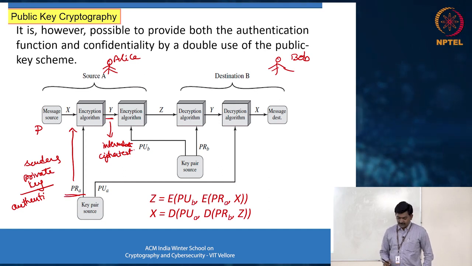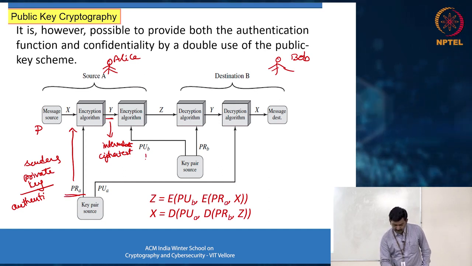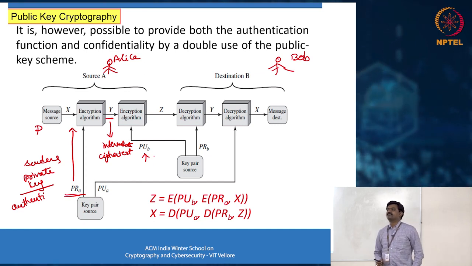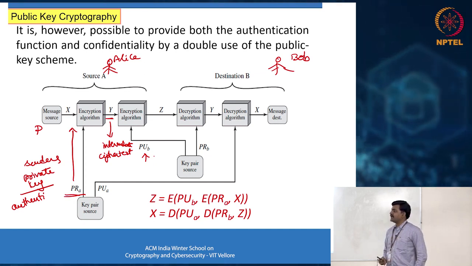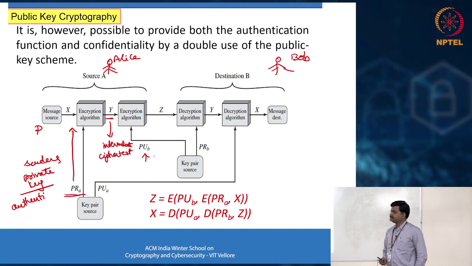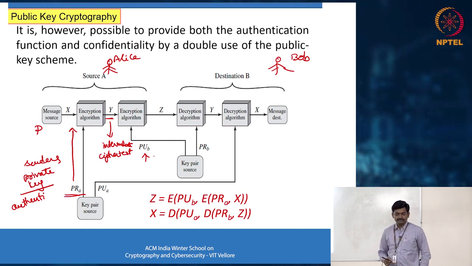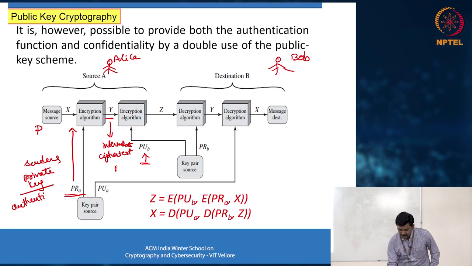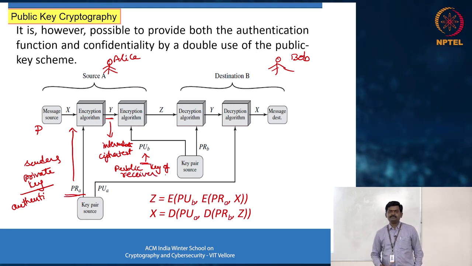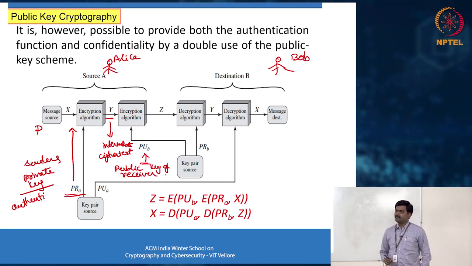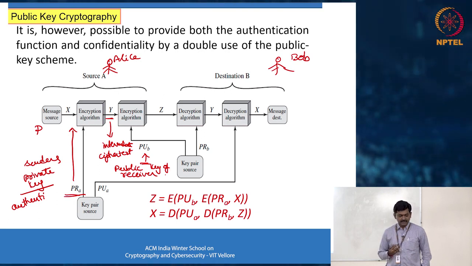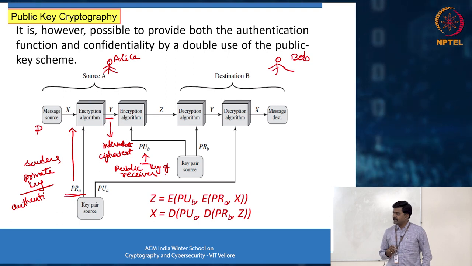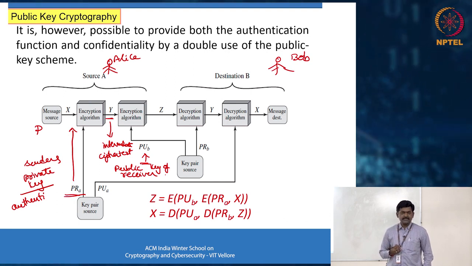That intermediate ciphertext is again encrypted with what? Public key of receiver. Okay. So you perform encryption 2 times: first with the private key of sender, then with the public key of receiver.